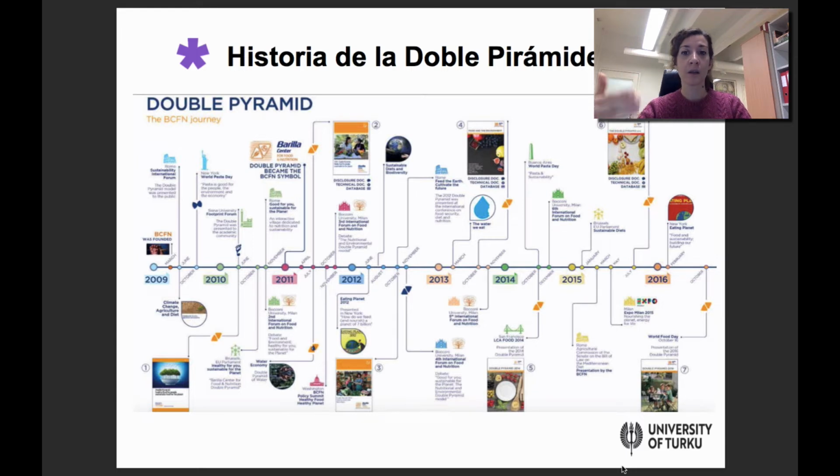Every time new studies were introduced and new data taken into consideration, there was an update and a publication. And I suggest that maybe you can also go and download at least the latest version and the latest update of the double pyramid, and you can take a better look at these publications.